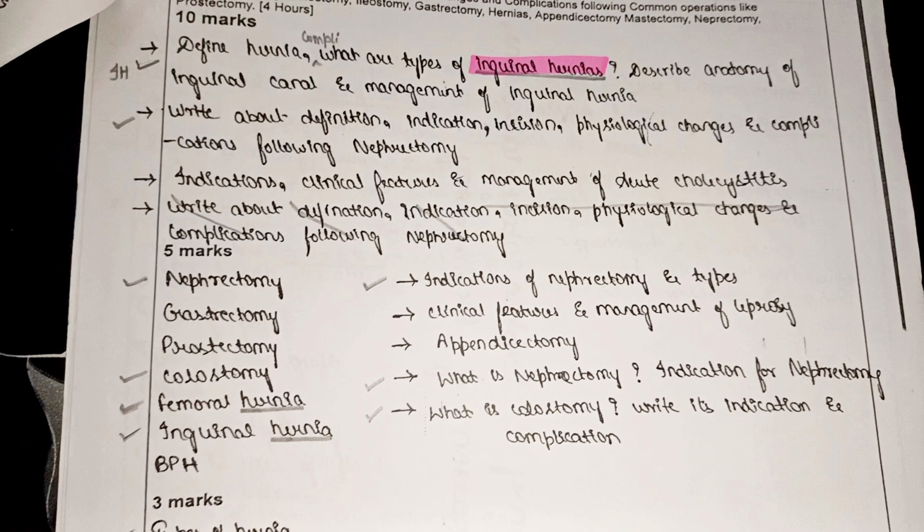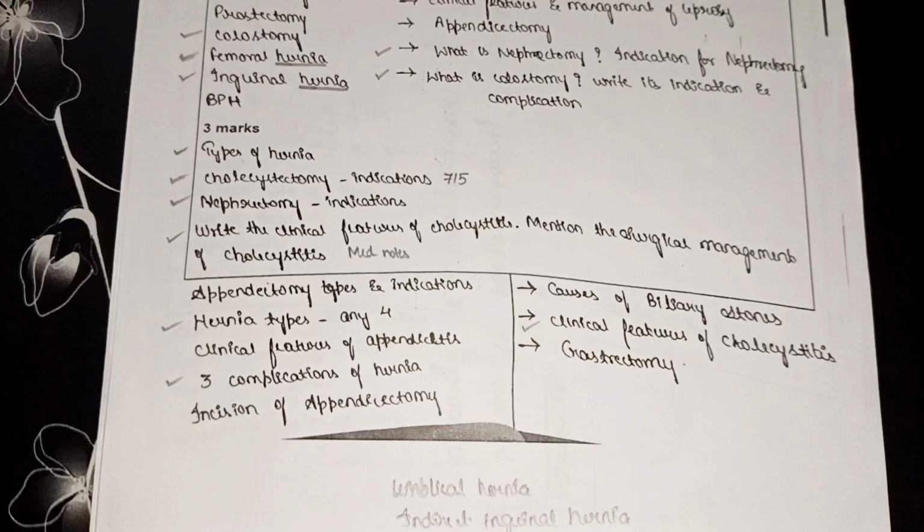Next, coming to the important 3-mark questions. The first one, types of hernia, cholecystectomy and its indications, nephrectomy and its indications, write the clinical features of cholecystitis and mention its surgical management.